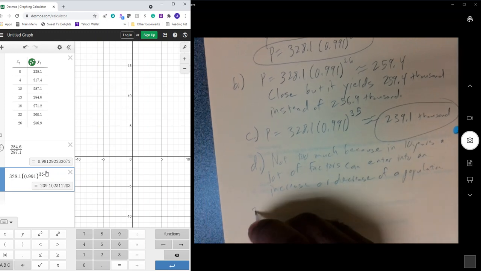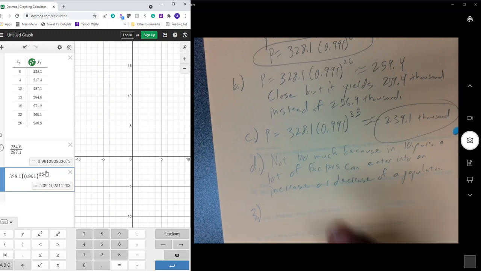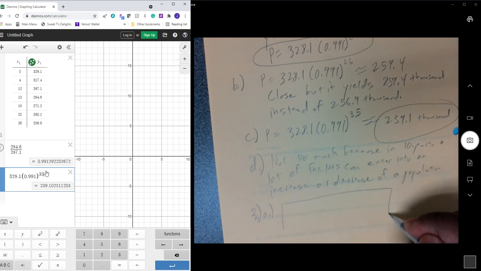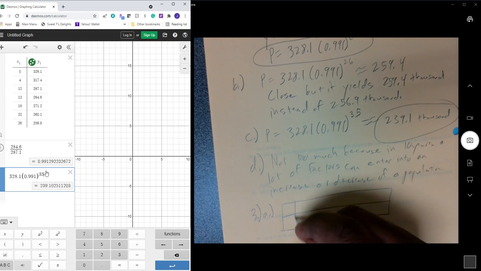Okay, now we go to problem number three. It says, which of the following tables represent exponential functions? Indicate the growth or decay factor for the data that is exponential. Okay, so we have A. Now remember, we're not looking for linear, we're just looking for exponential.